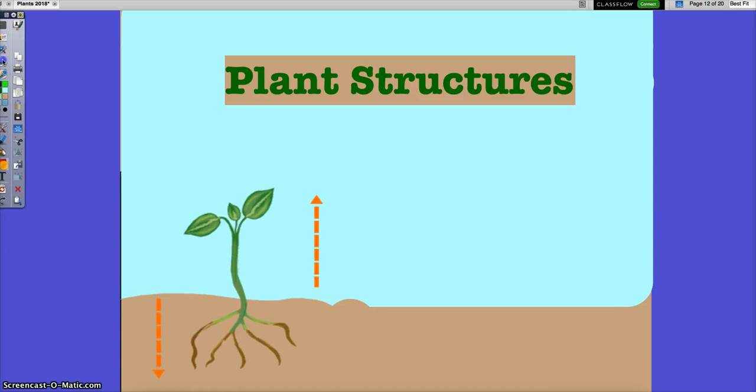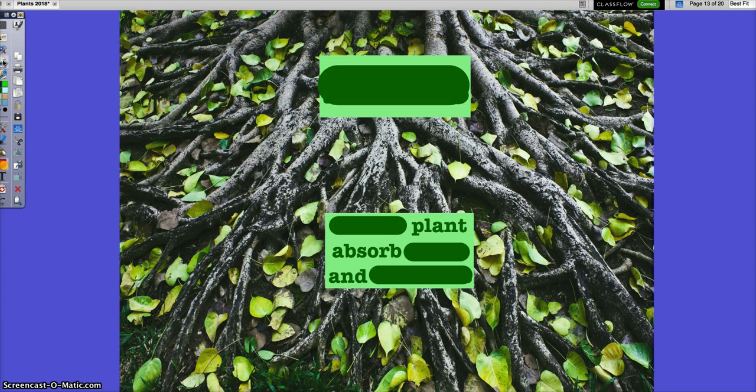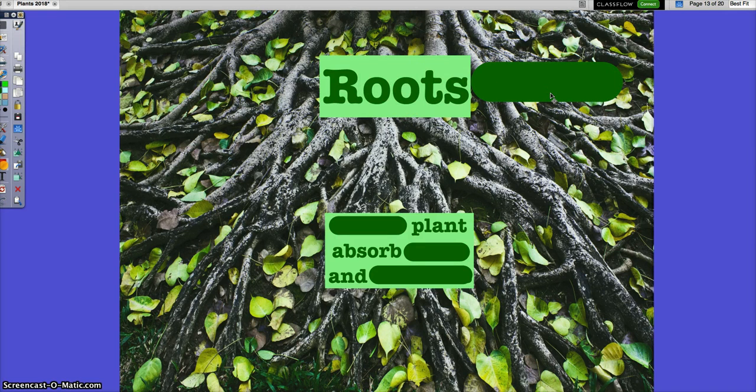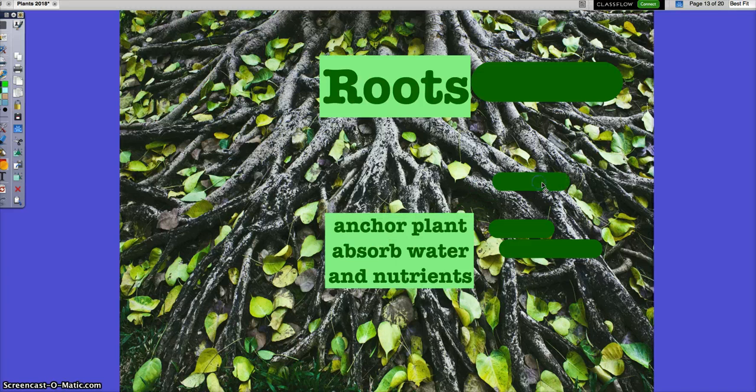We're going to go over plant structures. And you should know these perfectly now, right? What's this? Roots. What do they do? They support the plant. Anchor. Accept them all. They anchor the plant and they absorb the nutrients and water from the soil that the plant needs in order to survive.